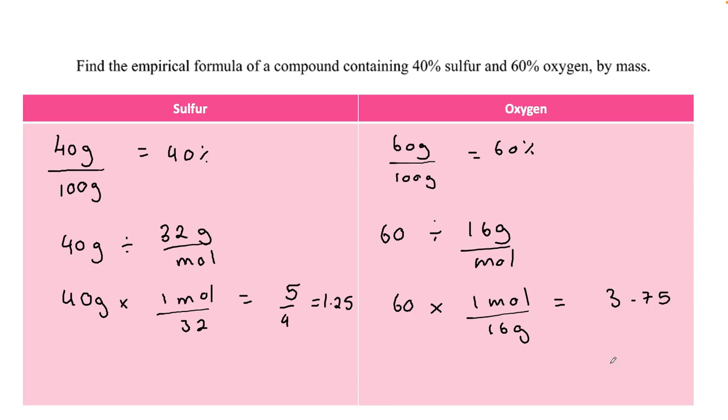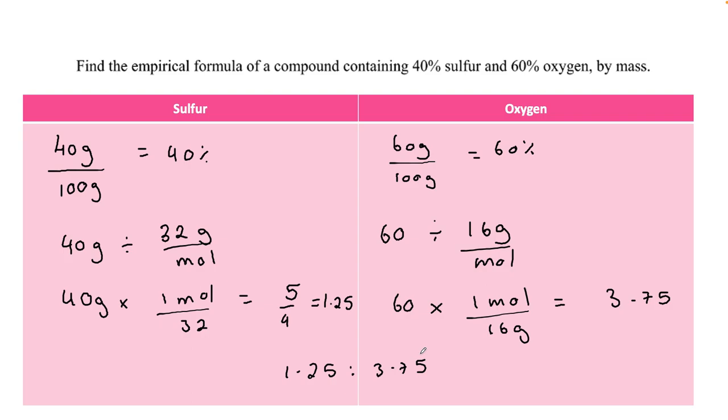Now, what I need to do to find the ratios of them to each other is align them as a ratio as they are. So 1.25 is to 3.75, but it has to be the simplest whole number ratio. So I'm going to check what I can do here to get them simplified. Well, I'm going to divide both sides by 1.25, and that will make this 1, and hopefully it'll get this to a whole number as well.